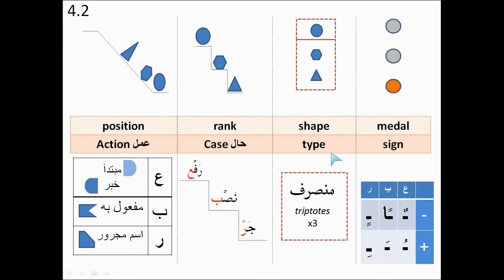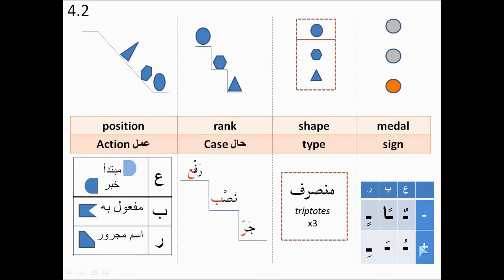And then depending on the type of word, and so far we've only met one type, it's called munsarif. In English it's called a triptote. We can then work out what the medal should be. The equivalent of the medal is the vowel on the last letter. So if it's marfu and nakira, it's 2 dhammas. Mansoob, nakira, 2 fathas. Majroor, nakira, 2 kasras.